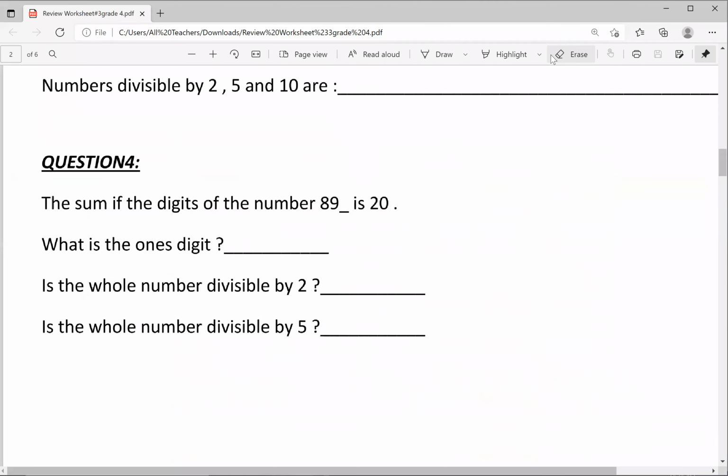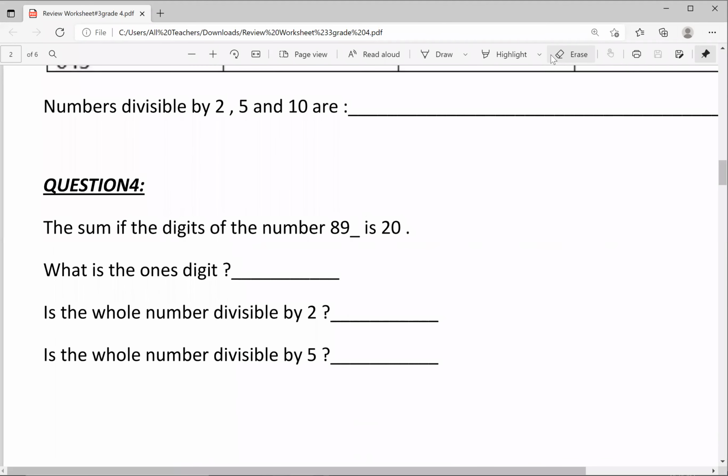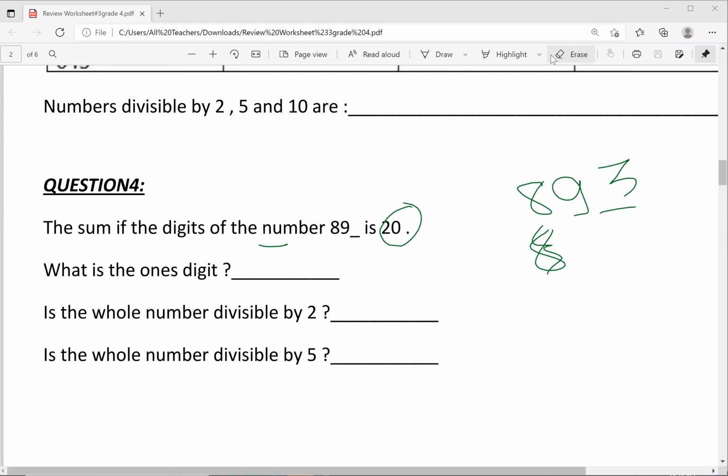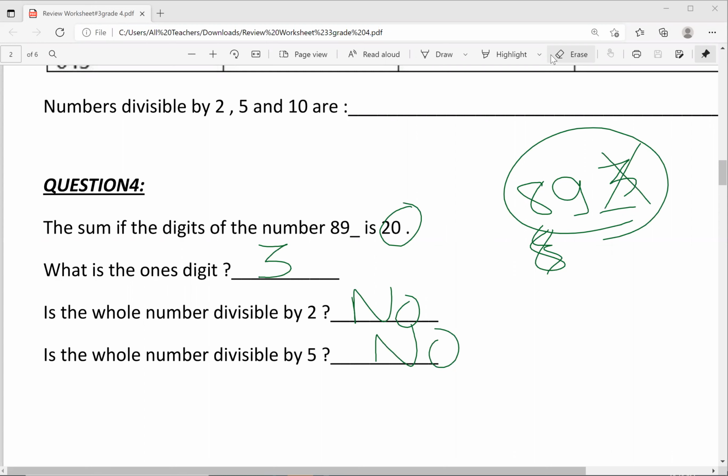In question number 4, we know that the sum of this number, which has 8, 9, and something missing, is 20. So the sum means the addition. So if you add the digits, 8 plus 9 is 17. What does it still need to become 20? It needs 3. So what's the ones digit? It's 3. Then is the whole number divisible by 2? It's not, because it's not an even number. Is it divisible by 5? Also no, because we don't have 0 or 5 in the ones digit.